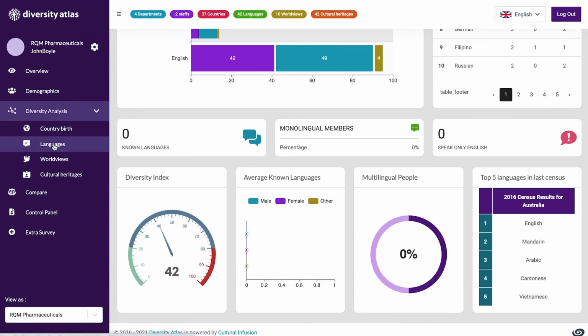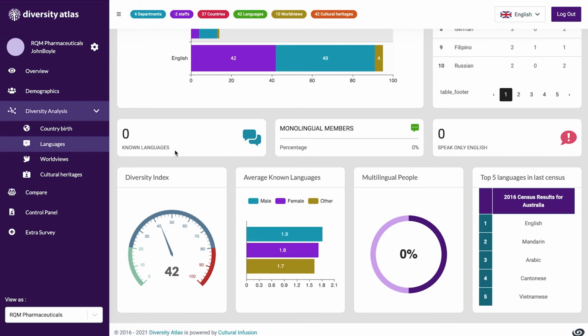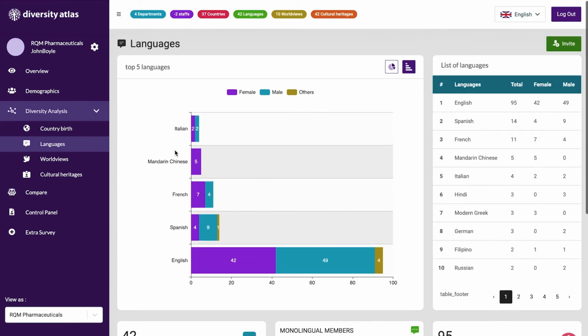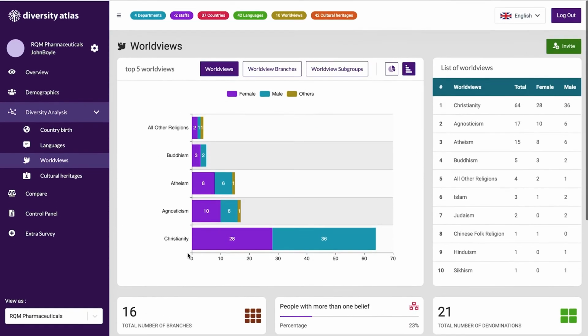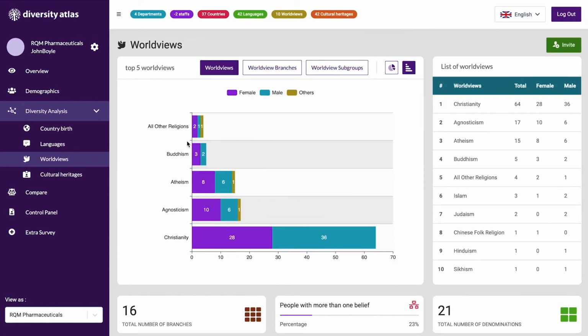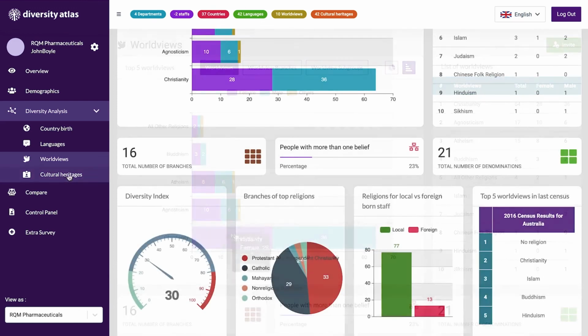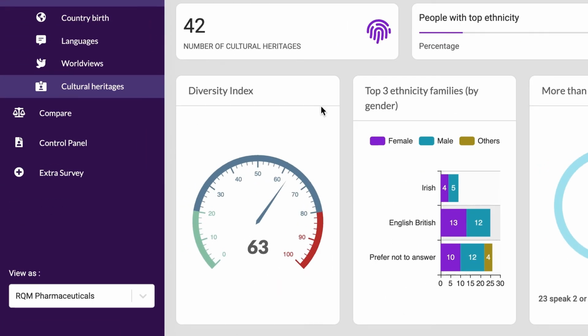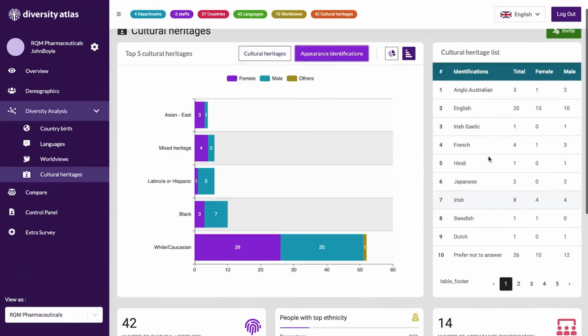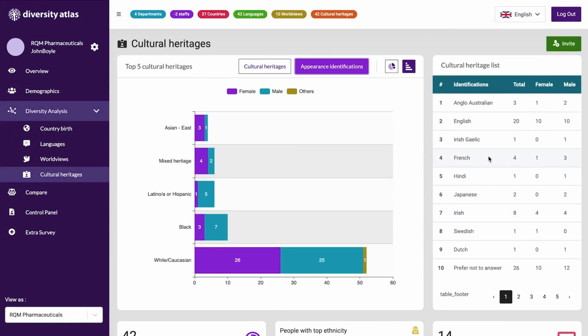And then if we look at the second pillar of languages, again, it shows us the variety and distribution of languages that are spoken at different levels. And then if we look at worldview, we can again see by gender the different types of worldviews that this organisation has. And in the last cultural diversity pillar, we can see with this particular workforce for cultural heritage, there is a much greater variety and distribution with a diversity index of 63 compared to some of the other pillars that we looked at. All this information is downloadable into XLS as well.